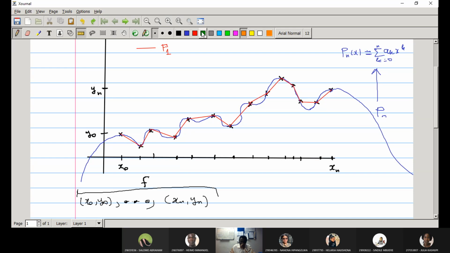Let me choose a different color. So the green will be P2, second degree. For a second degree polynomial, you need three coefficients. Second degree, you have A0, A1, A2, three coefficients.